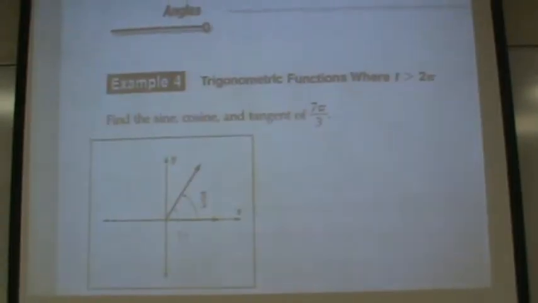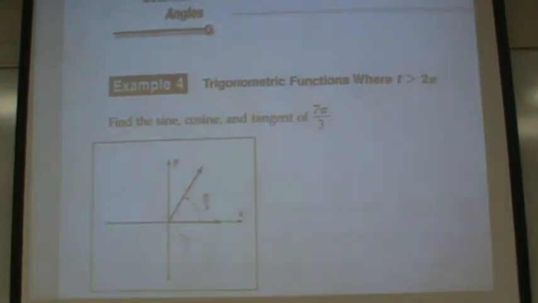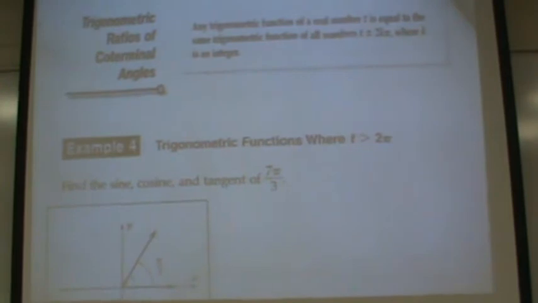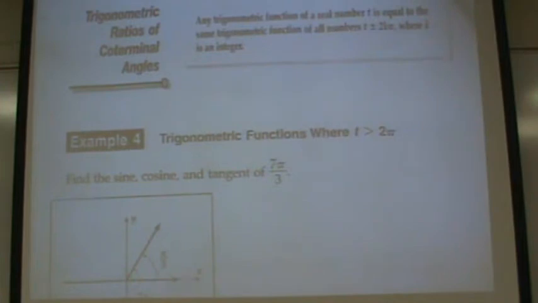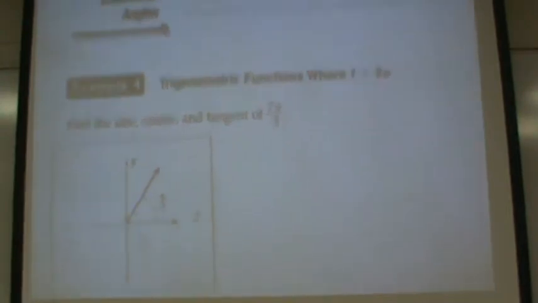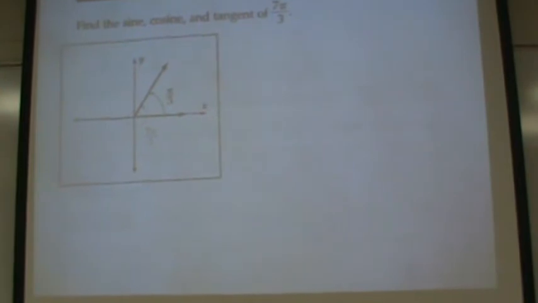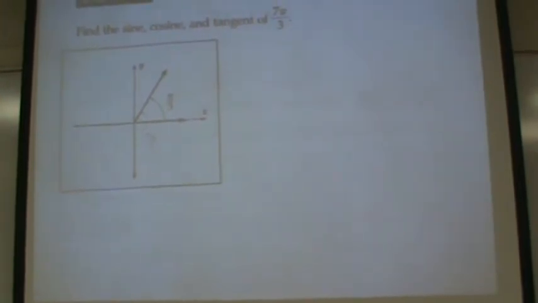So then the last thing that we're going to go over is coterminal angles of the trigonometric ratios. And what this says is that any trig function is equal to the same trig function as long as it's a coterminal angle. So any coterminal angle of a given angle will have the same trig functions. So looking at example 4, it wants us to find the sine, cosine, and tangent of 7 pi over 3.